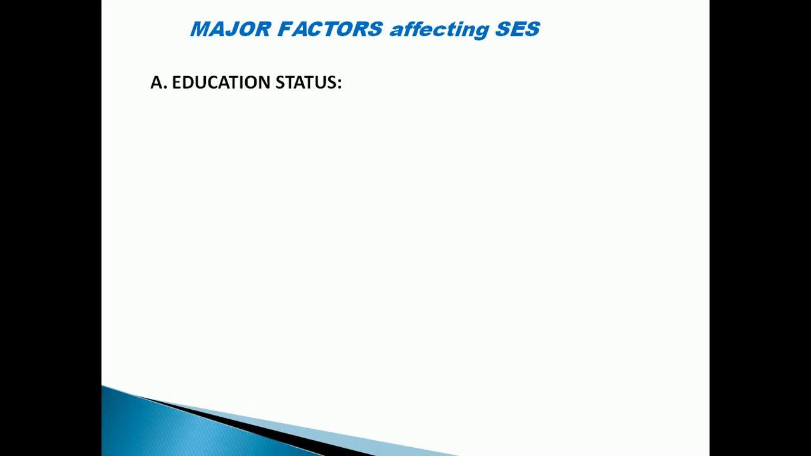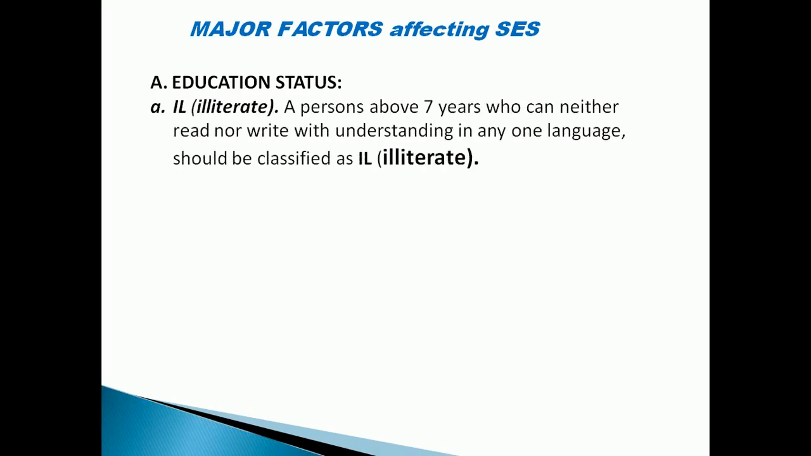So let's go to the major factors affecting socioeconomic status. First, educational status is very important. How? Because if a person is highly educated, then his socioeconomic status is high, and vice versa. Okay. So there are certain terms we have to remember coming to education status. How do we classify it?